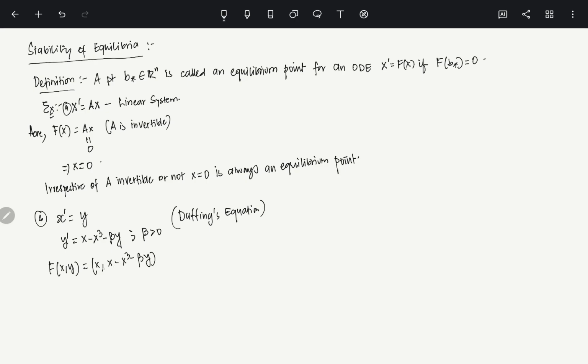Now if we evaluate, of course y has to be 0. So for any equilibrium point, x equals 0 and then you have to evaluate. If you just calculate this, the equilibrium points are (0, 0) and also (plus or minus 1, 0). So there are 3 equilibrium points for this system. Is it okay? So that's the idea.